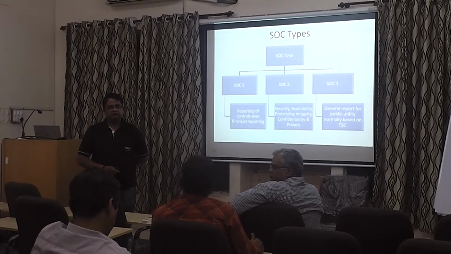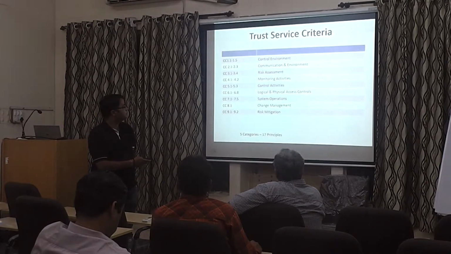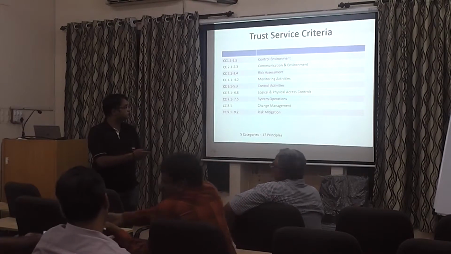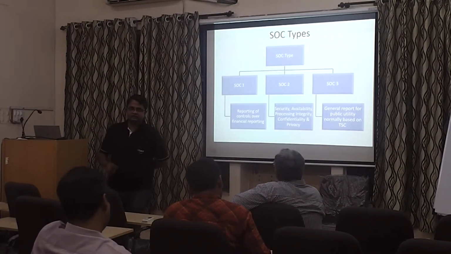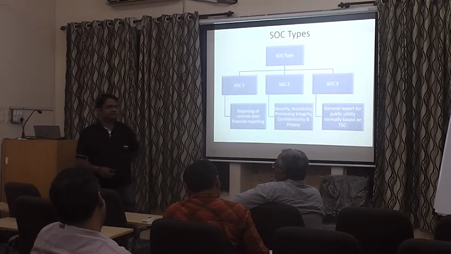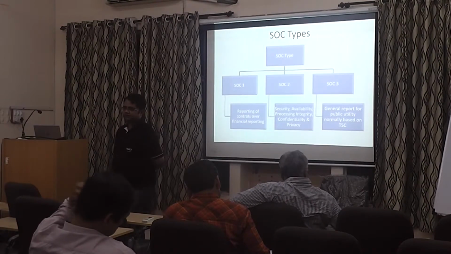So basically, if you see the 2017 trust criteria, they have given. I'll show you that slide further, which is here. This is what is given. So this is the basic premise of the basic trust service criteria. I also have a file wherein they have listed all the trust service criteria.